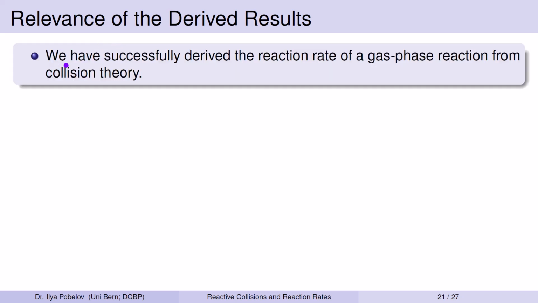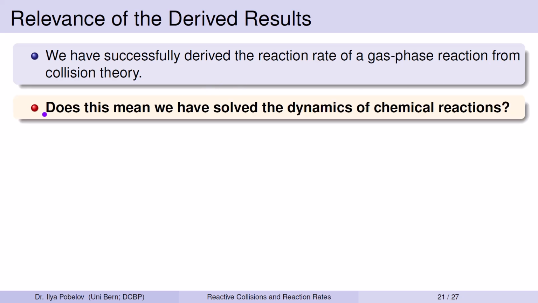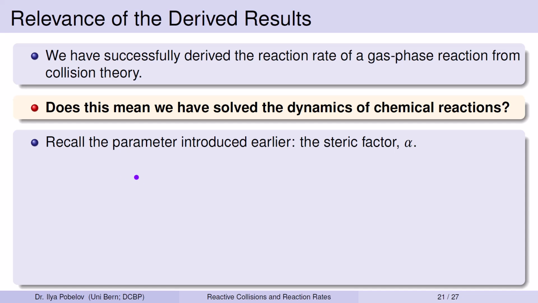I will now pose a deeper question. Even though we have successfully derived the reaction rate of a gas phase reaction from collision theory, does this mean we have solved the dynamics of chemical reactions? Not really. Let us recall the parameter we introduced earlier, the steric factor alpha.